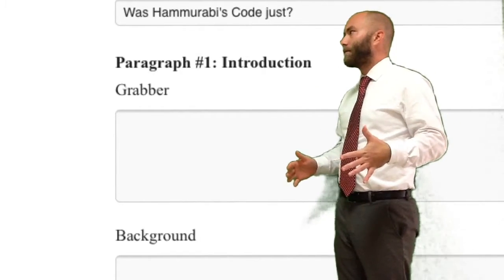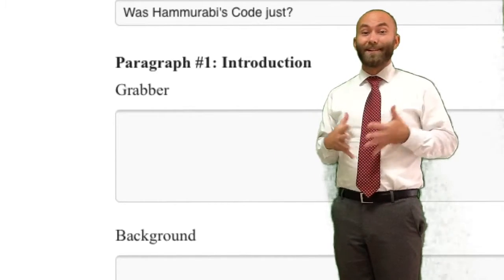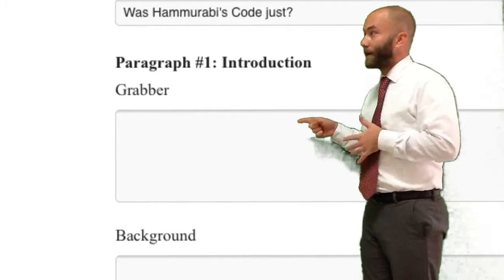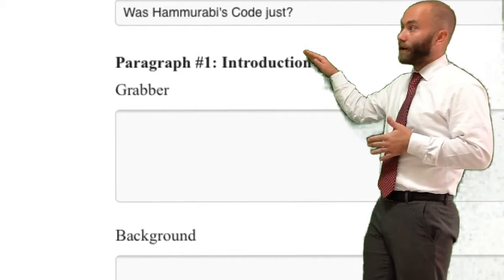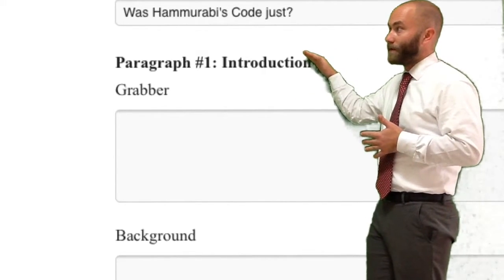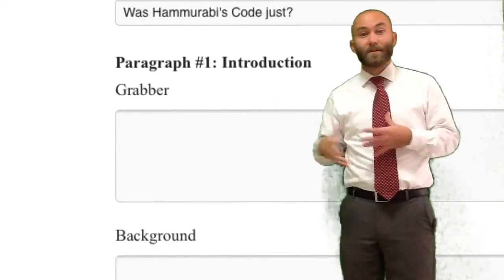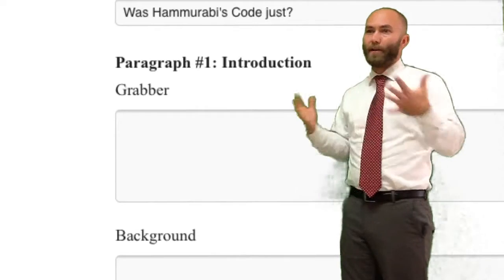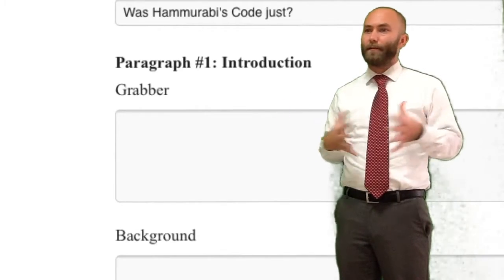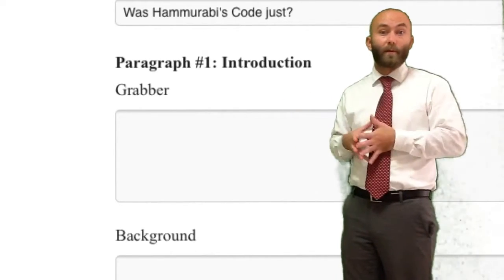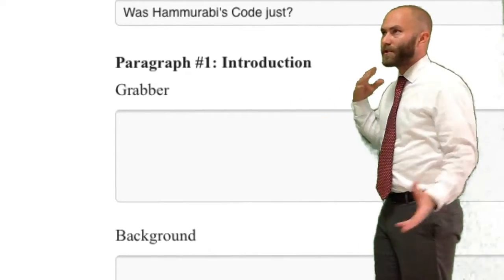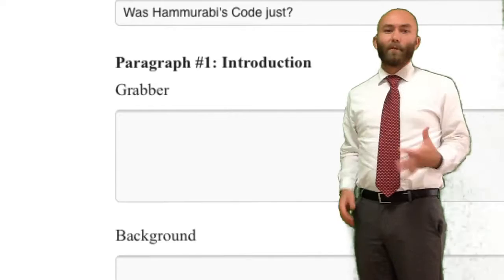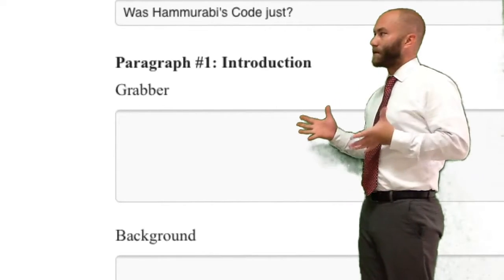And for a grabber, what you want to do is catch the reader's attention. So there's a few different types of grabbers we can have. We can have one that is going to be posing a question. So it could be a hypothetical question. Have you ever wanted to punish someone that stole something from you? So have a question that's going to get the reader's attention, but also relates to Hammurabi's Code. So something with one of these laws.